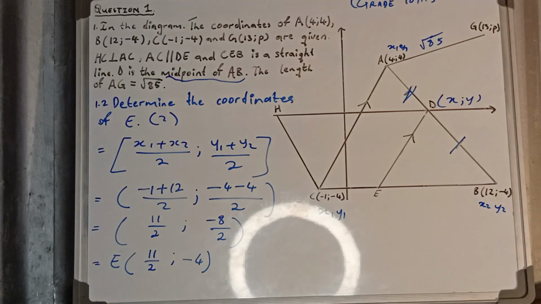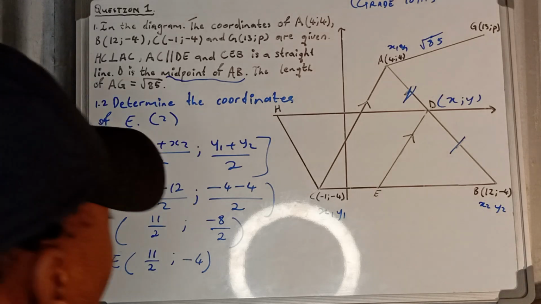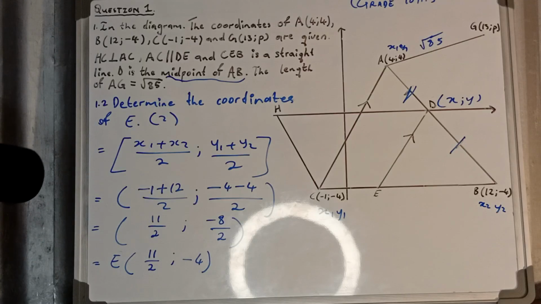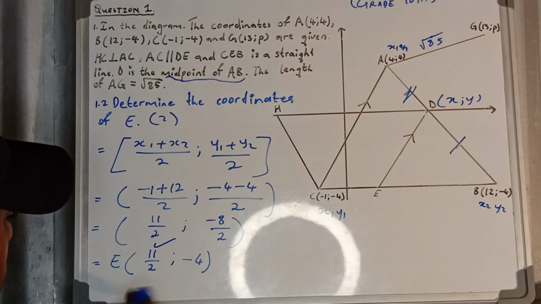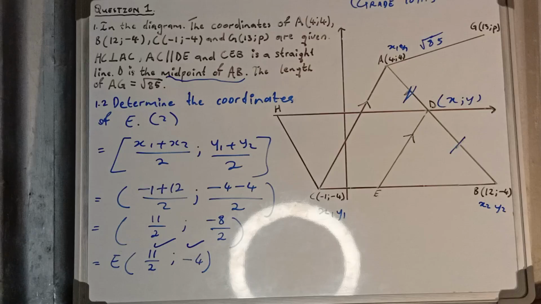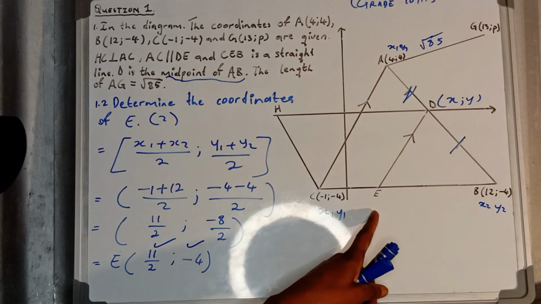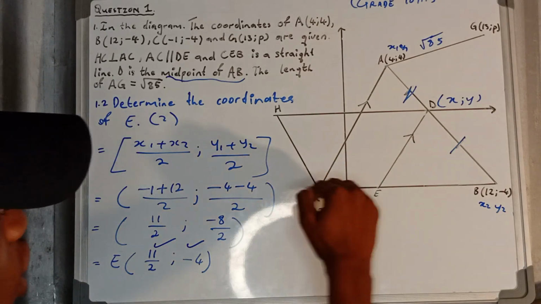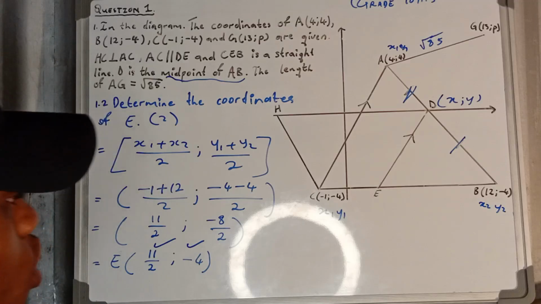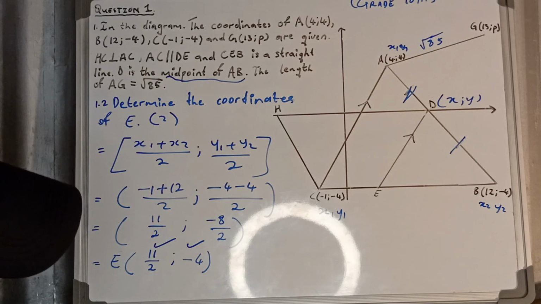Let me just move to the next question. That was for 2 marks, ne? So 2 marks is going to be 1 mark, 1 mark. And if you check the y coordinate, it is -4 because it is on the straight line. I hope you are following me.